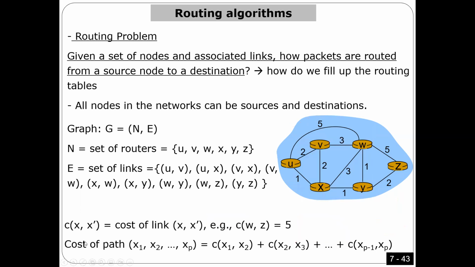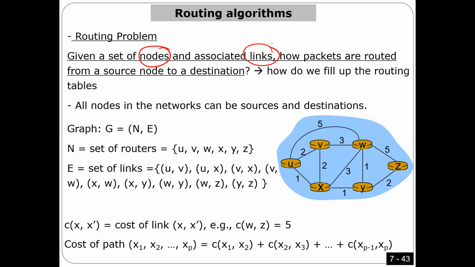But as you see here, if you have a graph like this one, okay, I told you here we have a number of routers. This graph is what we call the routing problem. So the routing problem is actually: given a set of nodes, if you have some nodes and you're given some links, you have links.